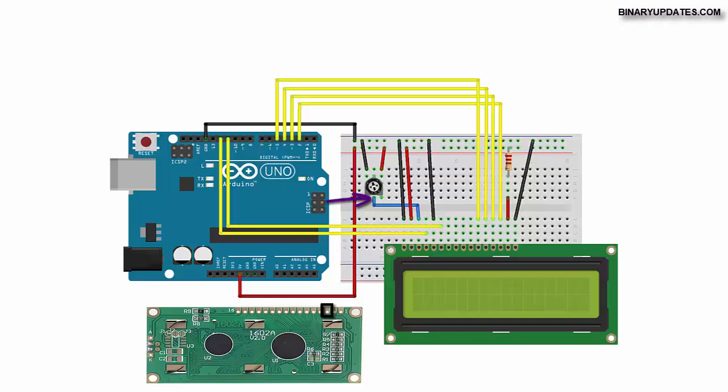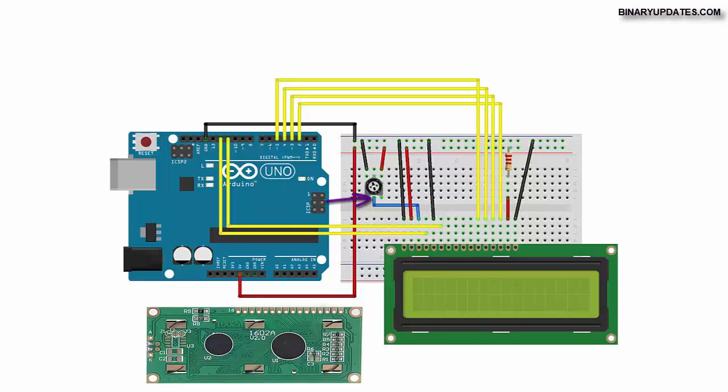This 10k pot will form a voltage divider circuit, and using this voltage divider circuit, when we rotate the potentiometer, we can change the contrast, the brightness of the LCD, so that we can see clearly. We can adjust the light of the LCD to have a better view of the sensor data and text and everything.